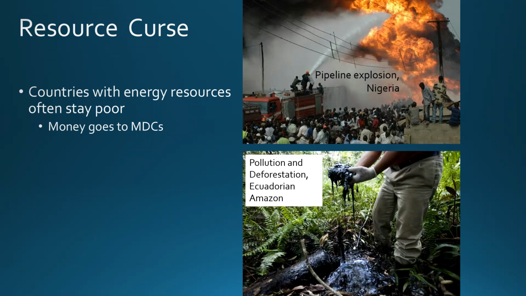So oil from Nigeria or oil from Ecuador in the Amazon, the companies who are extracting that oil are often multinationals, and they are selling that oil to more developed countries. They are not selling it to the less developed countries. They can't afford it as much, but they have less environmental regulations. So it's the people who are living there who are often dealing with the effects of that resource extraction.